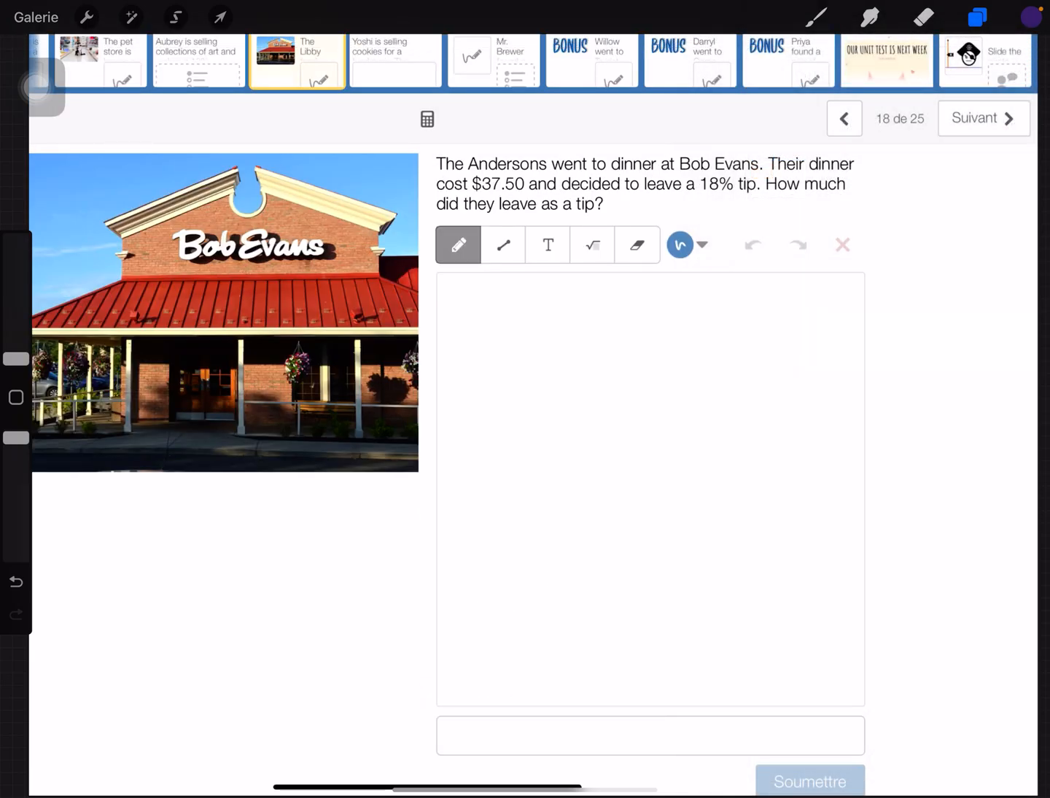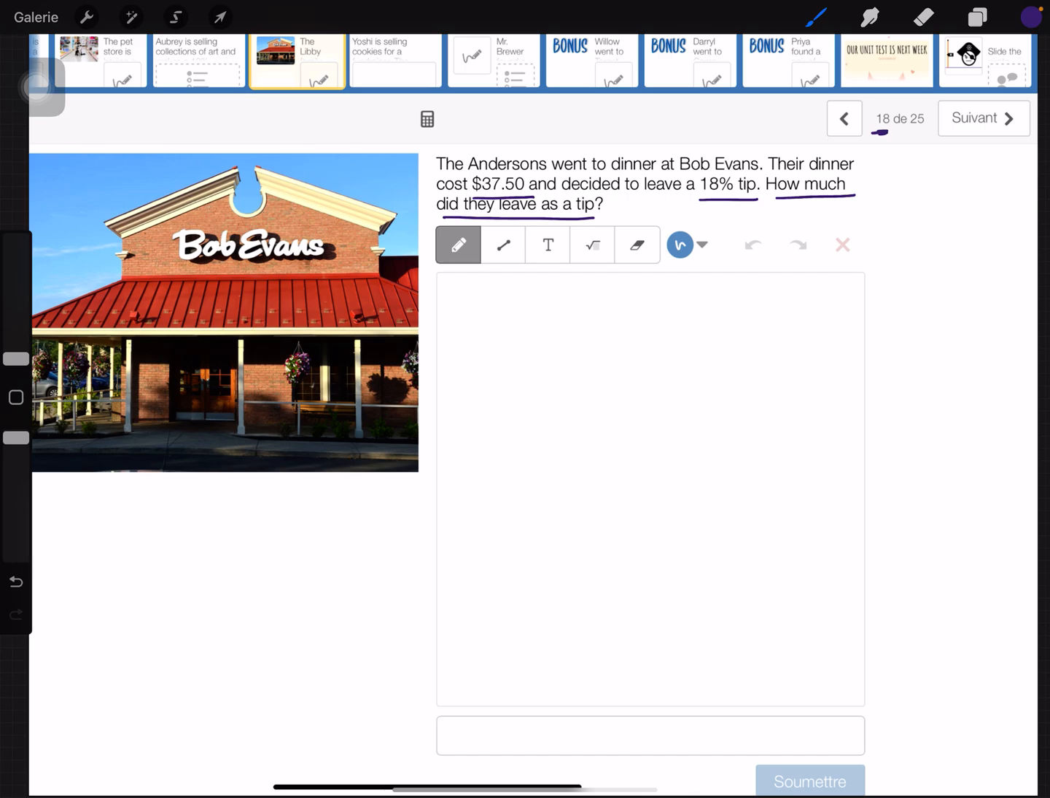All right, so now you can give this a try. On slide number 18, we'll find a similar problem. I'm going to give you a minute, see if you can solve it first. All right, so let's take a look at this problem. The Andersons went to dinner at Bob Evans. Their dinner cost $37.50. They decided to leave an 18% tip. How much did they leave as a tip?